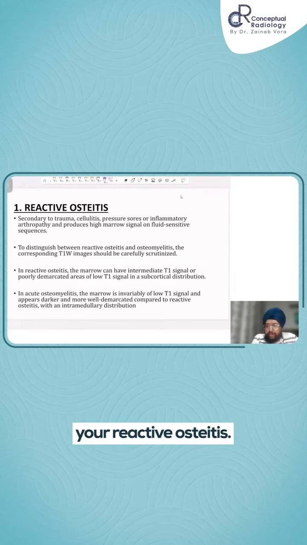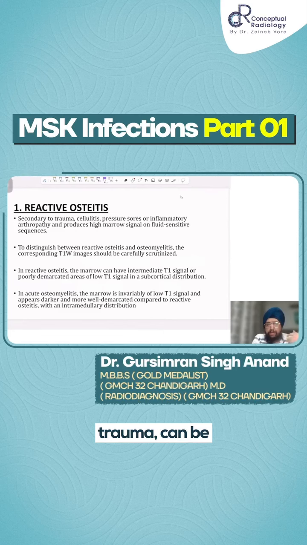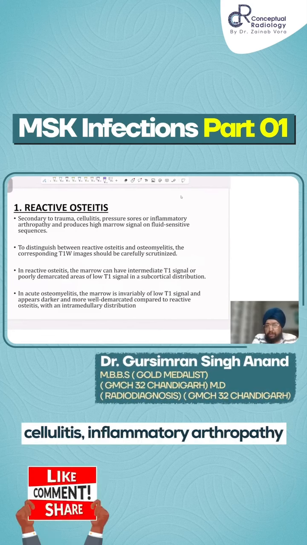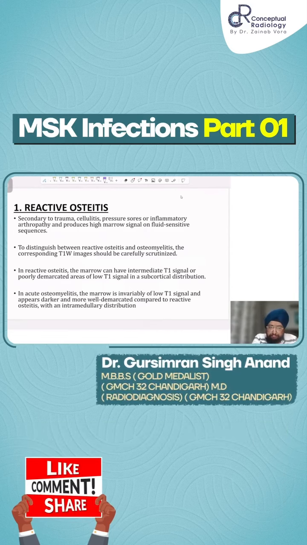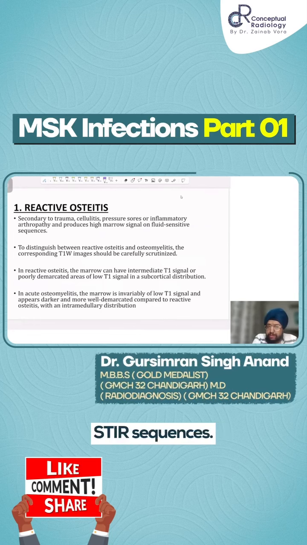First one is your reactive osteitis. This can be seen because of trauma, cellulitis, inflammatory arthropathy. And this will also have high marrow signal on fluid sensitive sequences, which is T2 and STIR sequences.